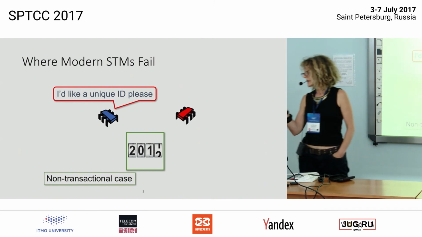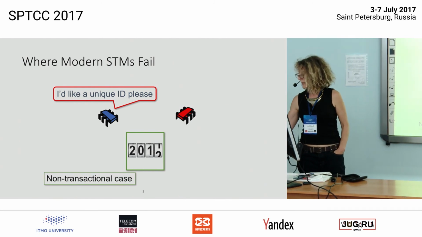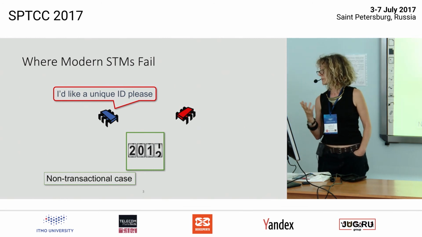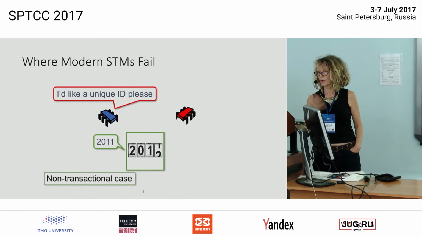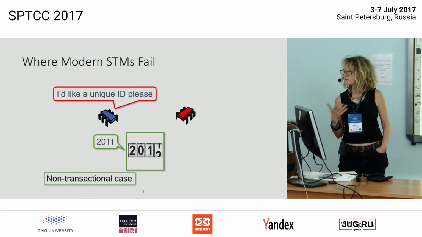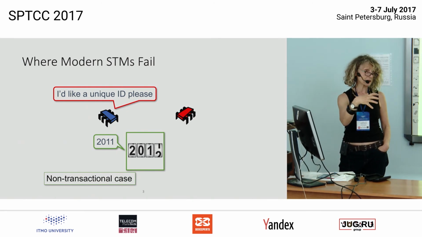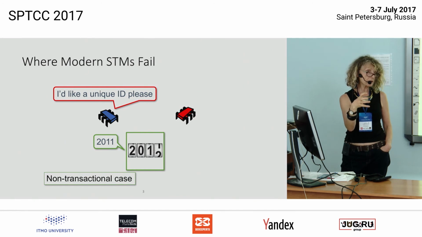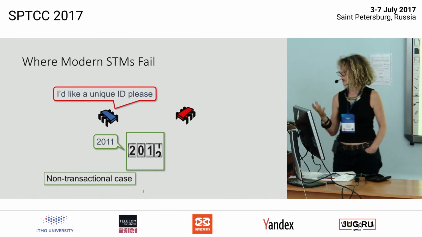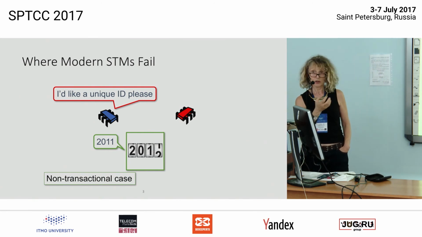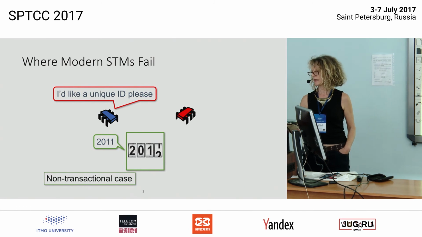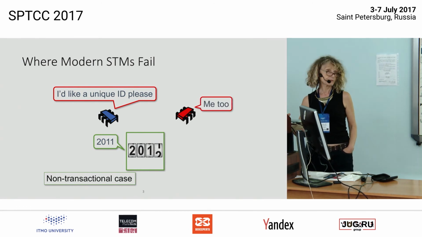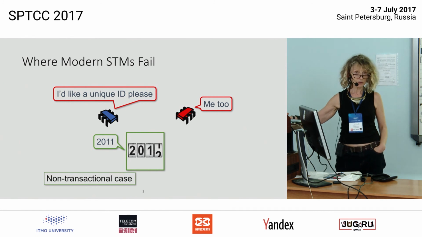In a non-transactional case, there is no problem. One thread asks for a unique ID. If a concurrent thread asks for a unique ID as well, there is some synchronization underneath, probably fetch and add or some other atomic operation. One of them gets an ID and another gets an ID. No problem. Right? This is a standard situation.